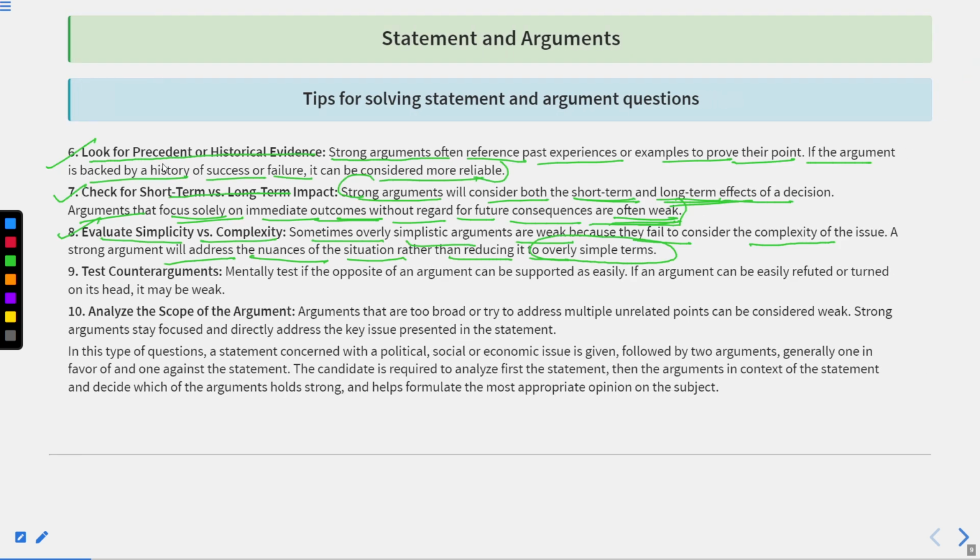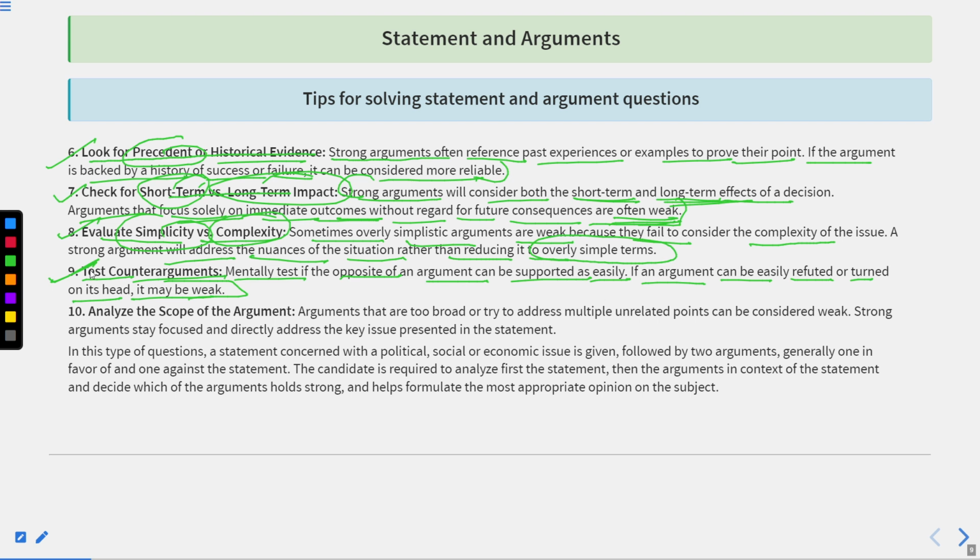In the same manner, look for precedent or historical evidence. Look for short-term versus long-term impact. Then evaluate simplicity versus complexity. Then test counter-arguments. Mentally test if the opposite of an argument can be supported as easily. If an argument can be easily refuted or turned on its head, it is weak. So with counter arguments, if an argument has been given, you have to figure out whether it can be easily rebutted. If its contradiction can be provided in a very easy manner, that argument is considered to be a weak argument.